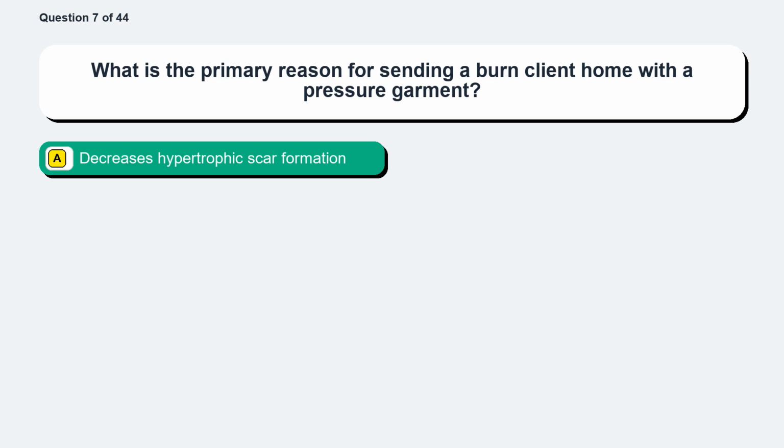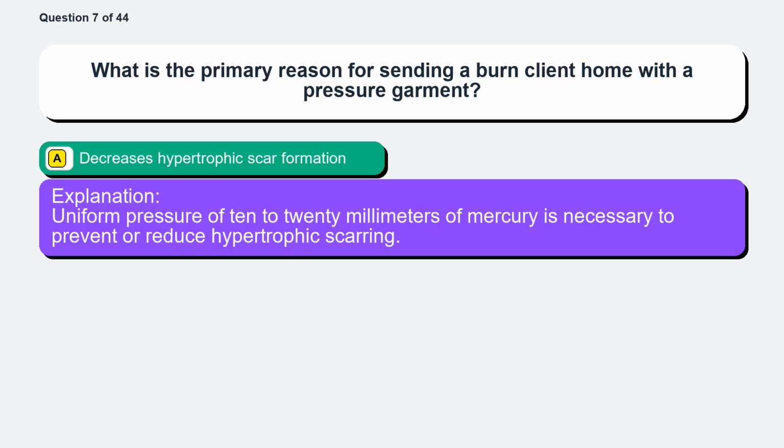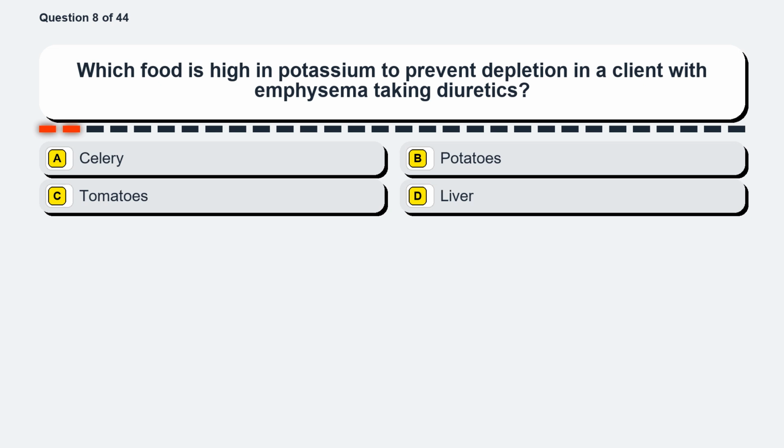The correct answer is option A. Decreases hypertrophic scar formation. Uniform pressure of 10 to 20 mm of mercury is necessary to prevent or reduce hypertrophic scarring.